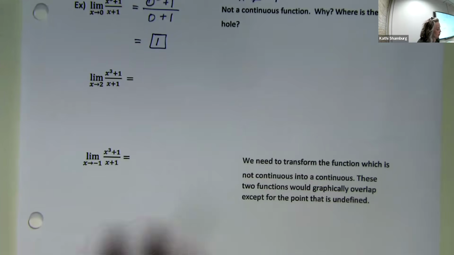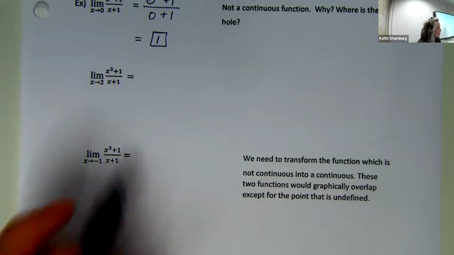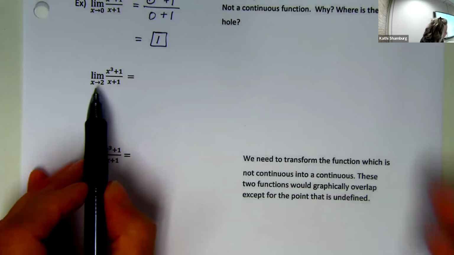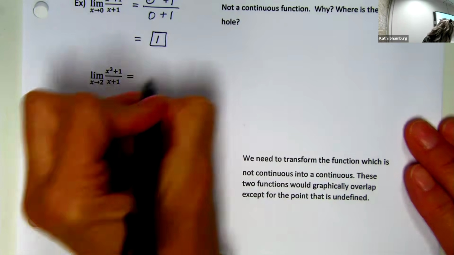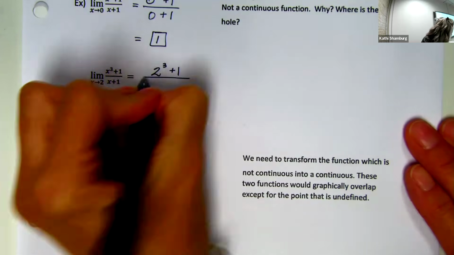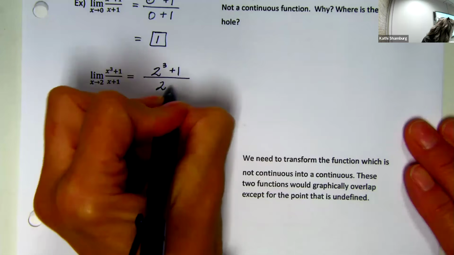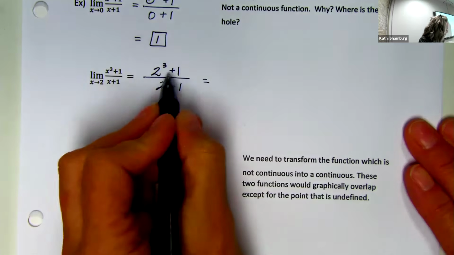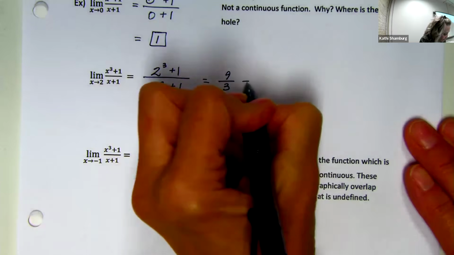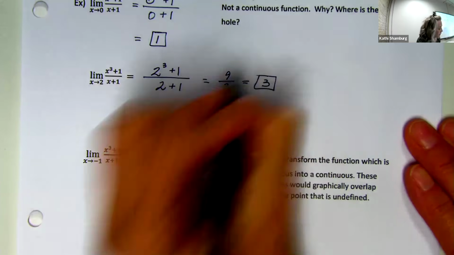Okay, what about the next one? Can I use direct substitution? Yeah, that's not -1. So we would have 2 cubed plus 1 over 2 plus 1. So that's going to be 8 plus 1, 9/3, which is 3. We're good.